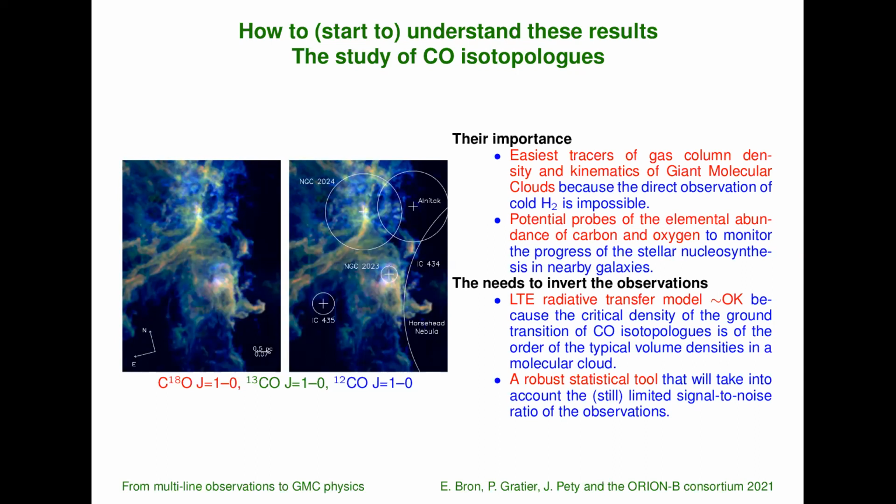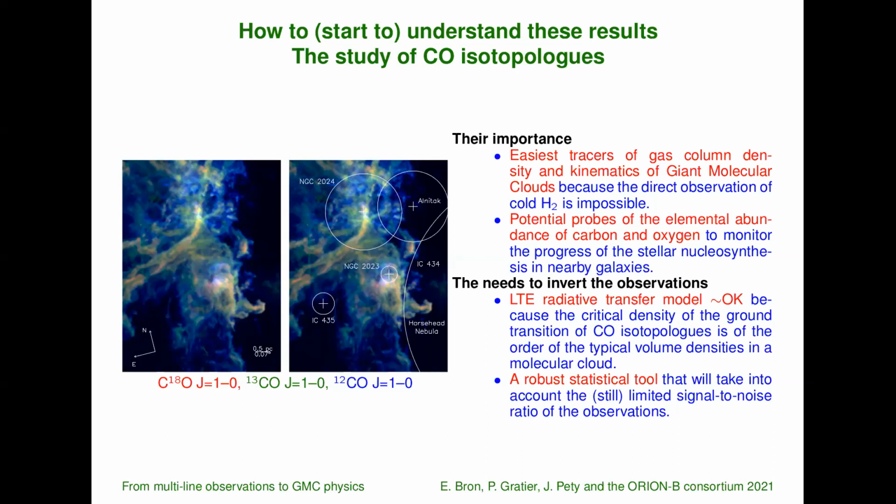So in order to try to understand, we need to do radiative transfer first. And so we try to do a local thermal equilibrium radiative transfer model. And this is relatively correct because the typical density of a GMC is between 500 and 1000 H2 molecules per cubic centimeter, and the critical density of CO is a few thousand particles.